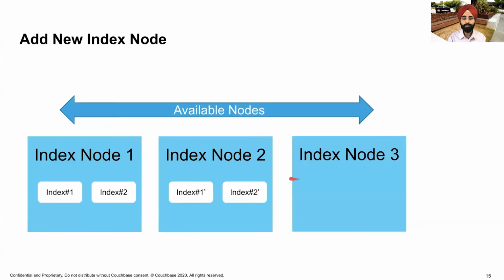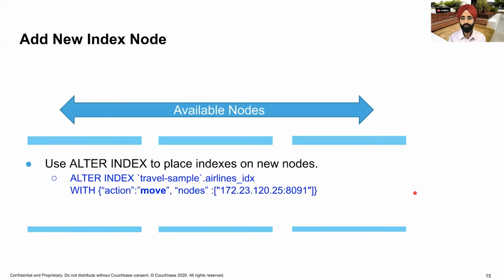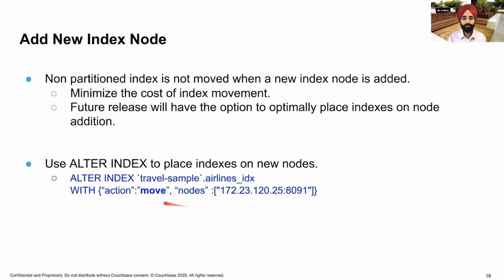So for example, after this node 3 is part of the cluster, some of the indexes can be moved using alter index to the new node. And here we see in this alter index, the index name can be specified, which needs to be moved. The action is move, and then the destination can be specified.